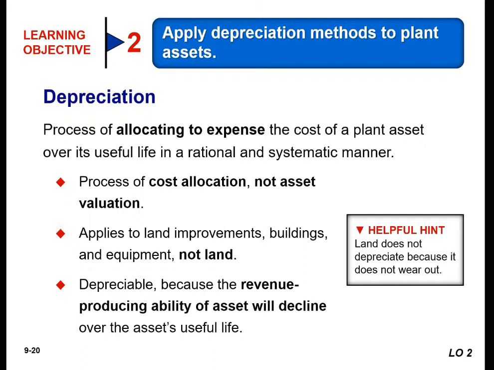Depreciation is a cost allocation process. It is not an asset valuation process. So the book value of your assets at any given point in time does not necessarily have any relationship at all with the fair value of the assets in the market.